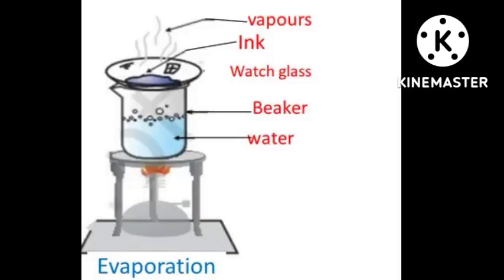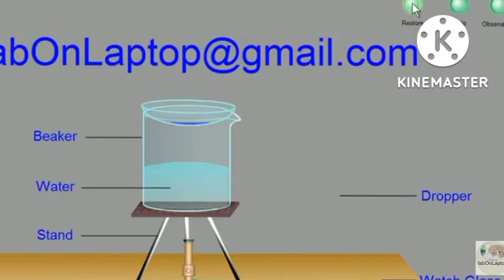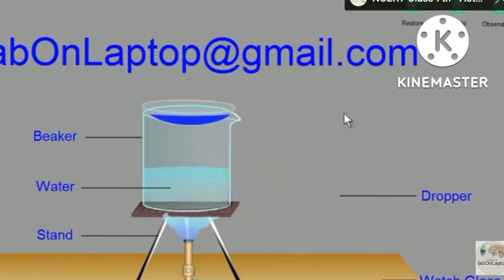Let's see an experiment. Fill half a beaker with water, then put a few drops of ink on the watch glass. Put the watch glass on the mouth of the beaker. Now start heating. You can see the evaporation of water from the ink. At last, you will form some crystals, and that is your dye.